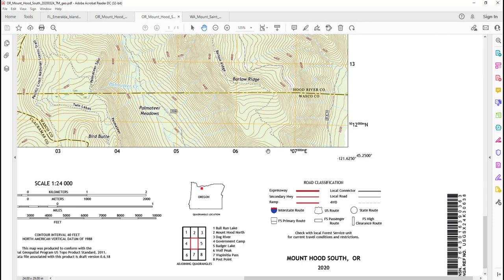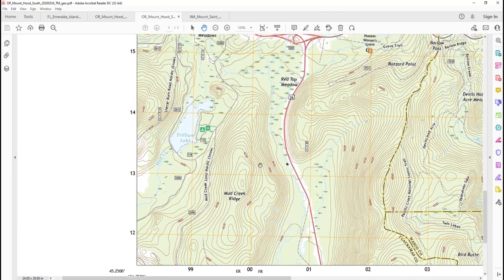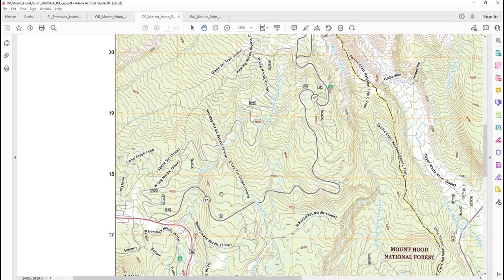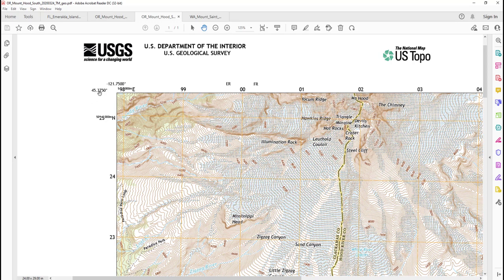This line of latitude down here is 45.25, but if I go to the northern corner, it's not going to be 45.25 anymore. It's going to be 45.37. Not a huge difference, but it's a difference. These bits right here tell us the latitude and longitude of the corners of the map. Once again, the top and the bottom of the map are going to be lines of latitude, and the east and west sides of the map are going to be lines of longitude.